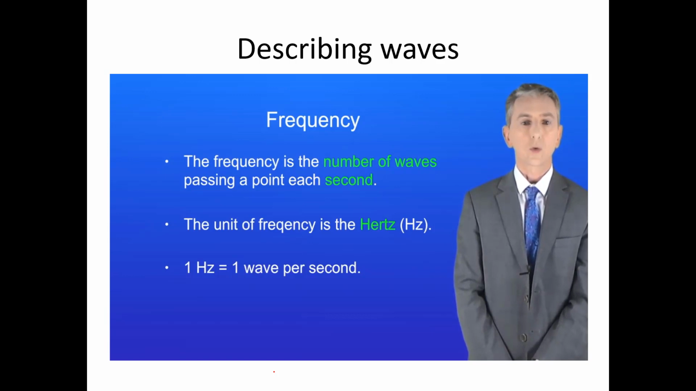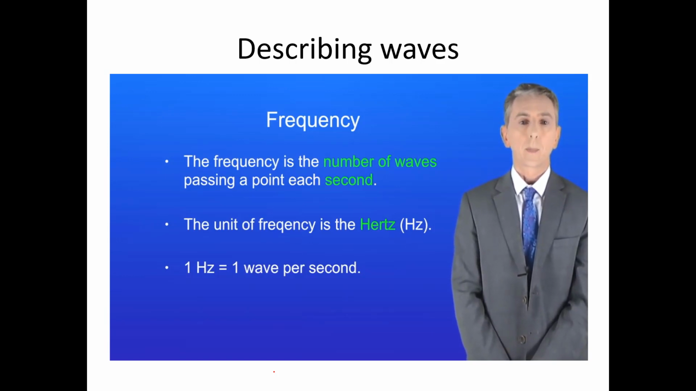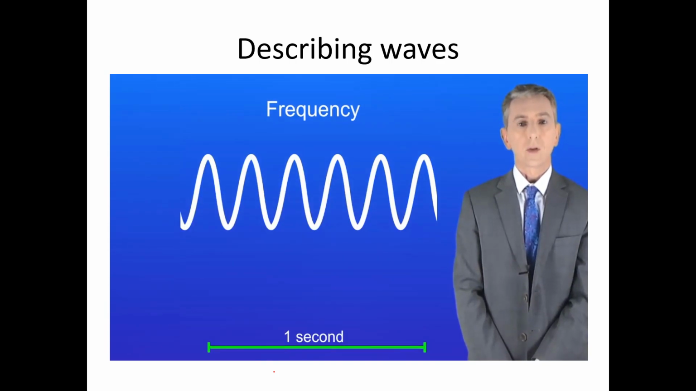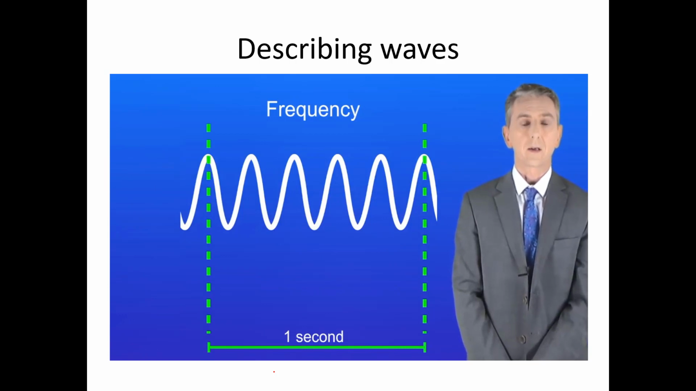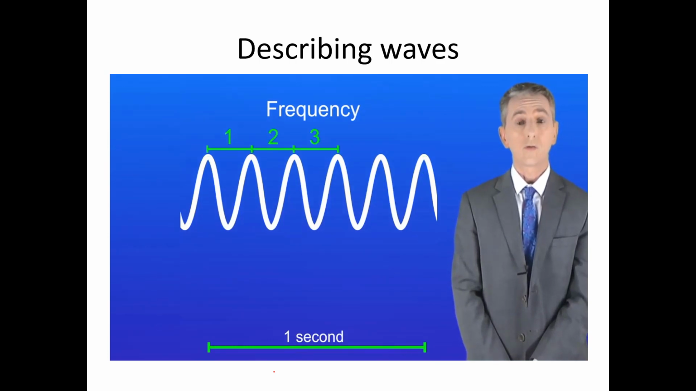Now in the exam, you could be asked to work out the frequency of a wave from a diagram. So let's look at that now. Here's a transverse wave with the time shown on the bottom. You can see that this represents 1 second. To work out the frequency, we need to count the total number of waves. We can count 1, 2, 3, 4, and 5 waves. So that means that the frequency is 5 waves per second. In other words, 5 hertz.